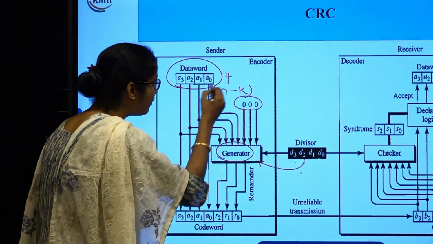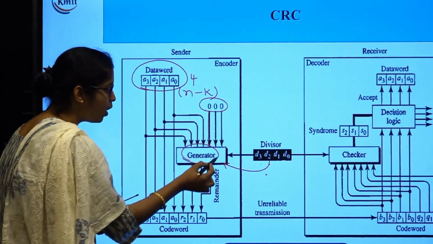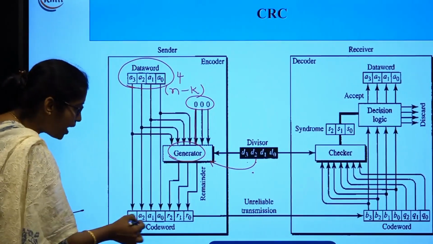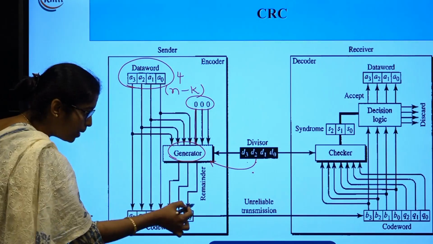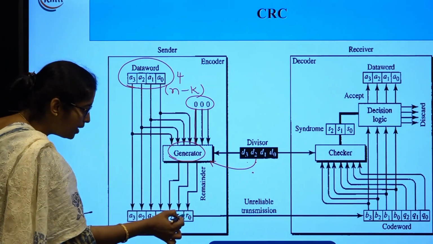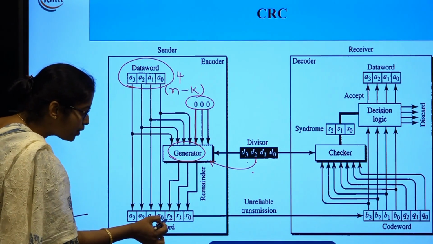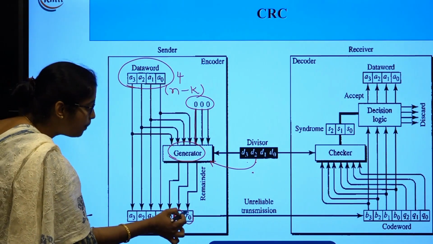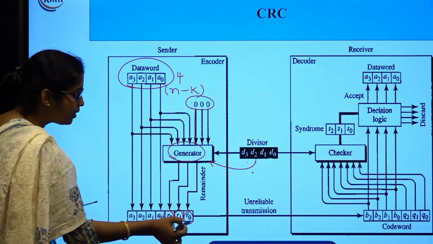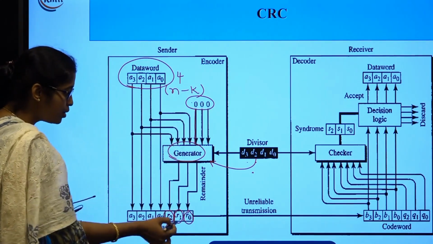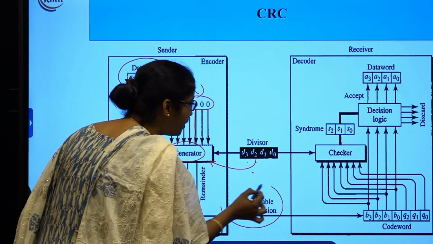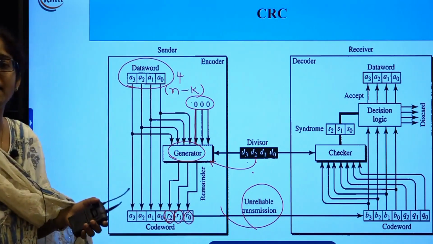So now I have generated a data word along with 3 zeros. I will divide using this divisor, and whatever answer I get, that is my remainder, because the quotient is discarded here, only the remainder is seen. So the remainder 3 bits are added here. These 3 remainder bits replace the 3 zeros which we added. The final remainder replaces the 3 zeros, and this code word is being sent through an unreliable transmission. Mark my point, unreliable transmission.